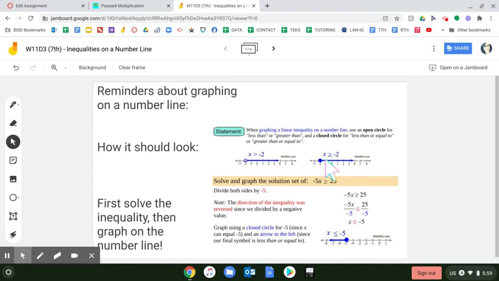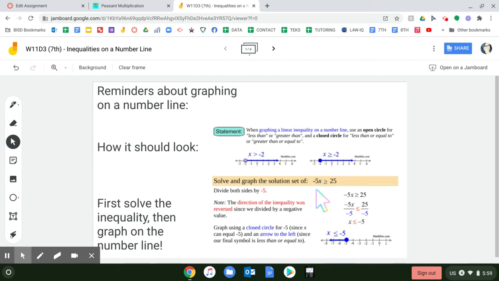If your answer is x is greater than or equal to -2, you would fill in that circle. See here, it does not include -2, it's just anything greater than -2. Here, it's greater than or it could be equal to, so it includes -2 and anything greater.